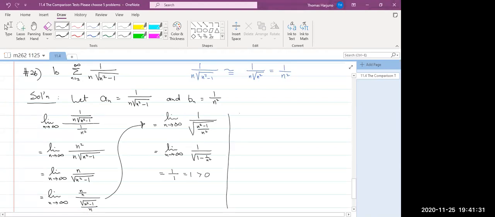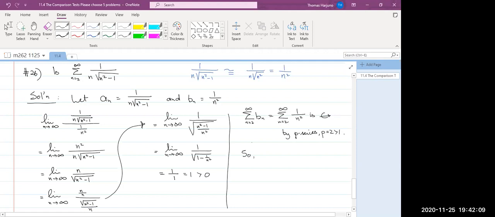Okay, so now the sum of b_n from n equals 2 to infinity is equal to the summation from n equals 2 to infinity of 1 over n squared, that is convergent by the p-series, p equals 2, which is greater than 1. Okay, so one of the series is convergent.